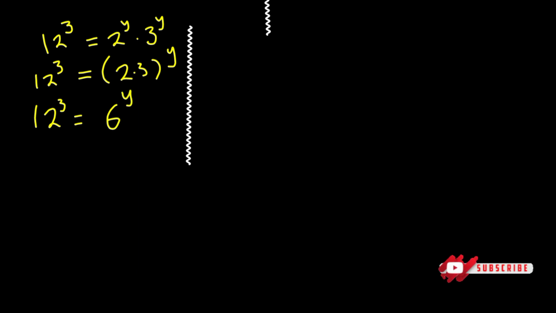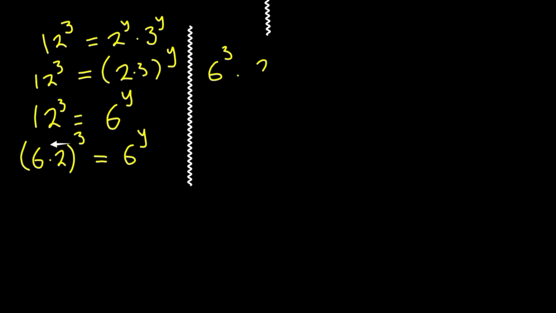Then also, to make this easier, we can rewrite 12 as (6 times 2) all to the power of 3, and that equals 6 to the power of y. Right? Then, let's go ahead and share the power like we have done before. Then here we're going to have 6 to the power of 3 times 2 to the power of 3, and that equals 6 all to the power of y.